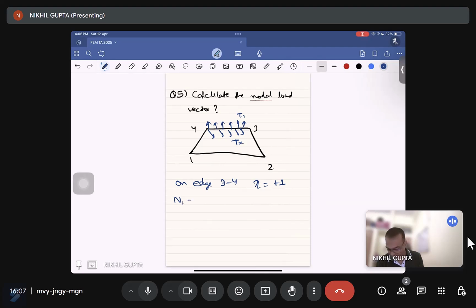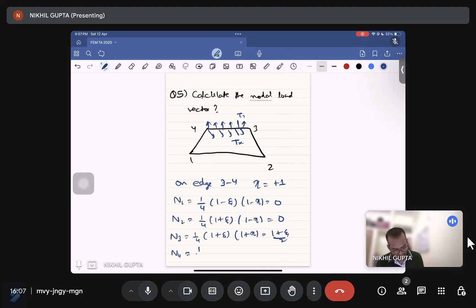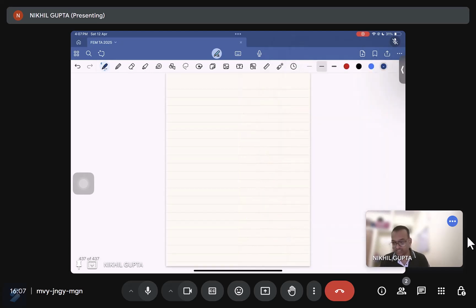So we'll quickly write the value of shape function at each node. So N1 will be 0 here, N2 will be 1 by 4, 1 plus xi, 1 minus eta, which will also be 0. N3 will be 1 by 4, 1 plus xi, 1 plus eta equals to 1 plus xi by 2. Then N4 will be 1 by 4, 1 minus xi, 1 plus eta equals to 1 minus xi by 2. Okay, so I put eta plus 1 for the shape functions.